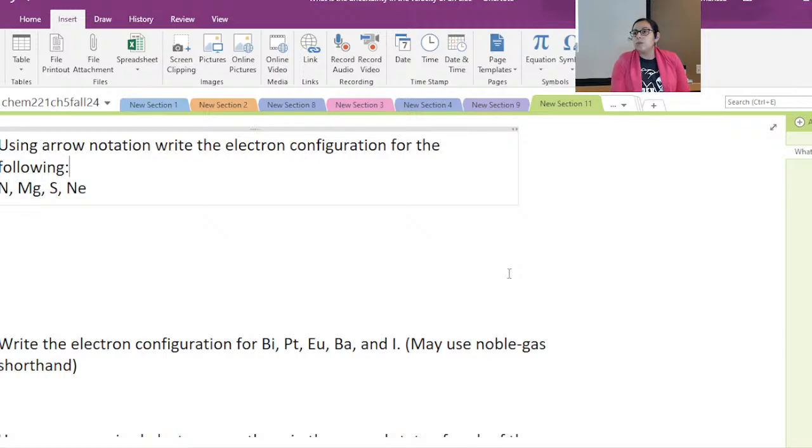For neon, do we have to still use the arrow notation, or could we just put it in brackets because it's a noble gas? Arrow notation is just little arrows, right? So you still want to do that. But can we use the shorthand method and just bracket it instead? Or would you rather have us go to the previous noble gas? Yeah, because you can't just have the answer for neon be neon.